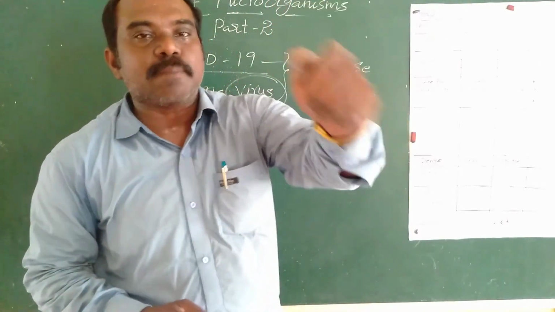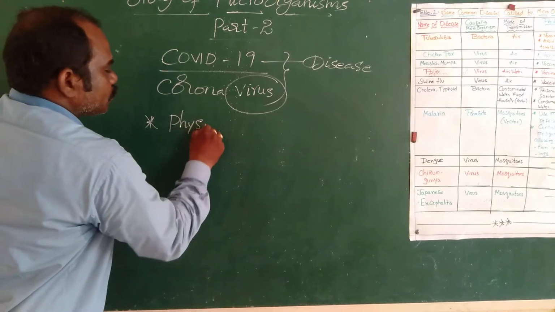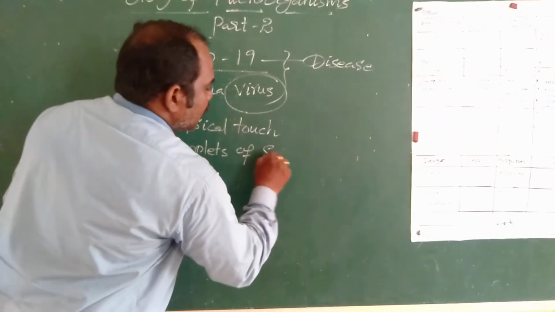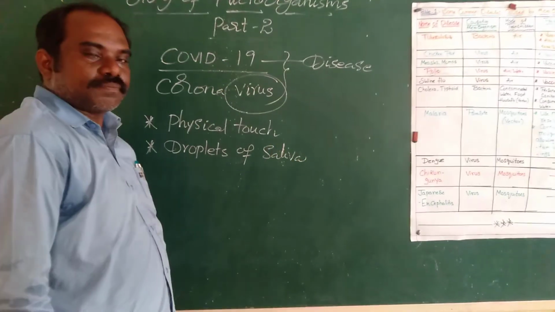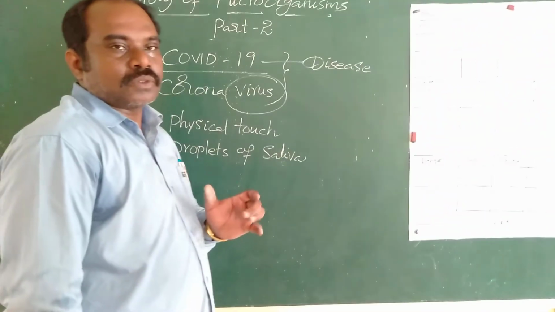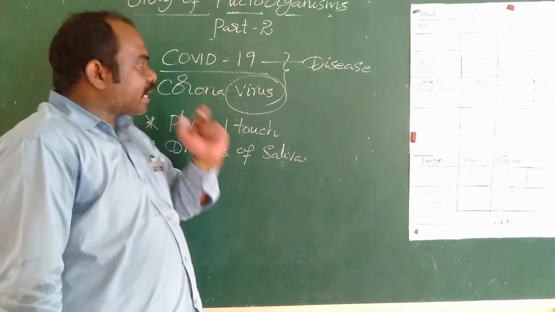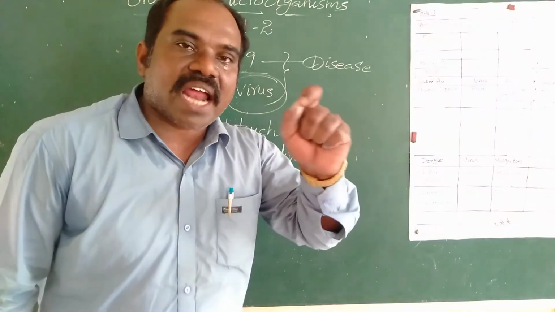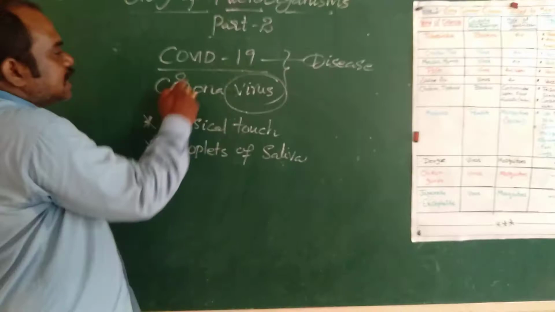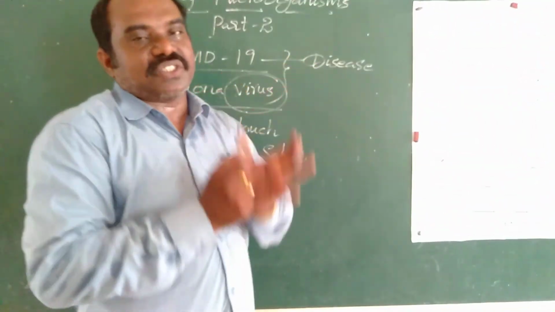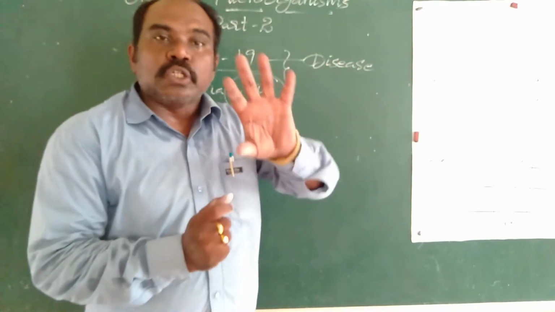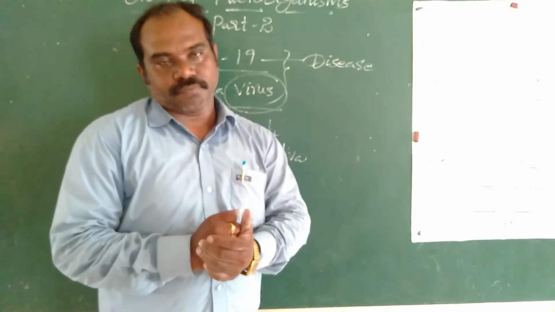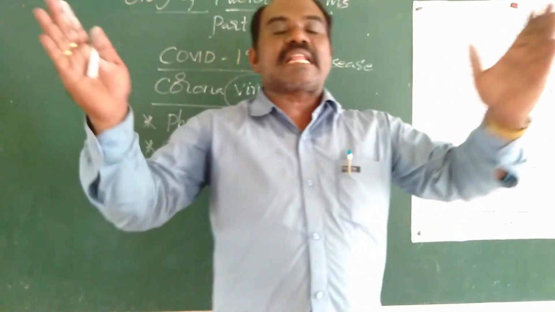From an infected person to a normal healthy person through physical touch, through droplets of saliva, using infected things, etc. COVID-19 is a disease. It is a communicable or contagious disease. The disease is transmitted from an infected person to a normal healthy person. This disease is caused by coronavirus. It is a very dangerous, harmful virus. There is no vaccination for this disease, only prevention. Prevention is better than cure, one of the greatest proverbs.